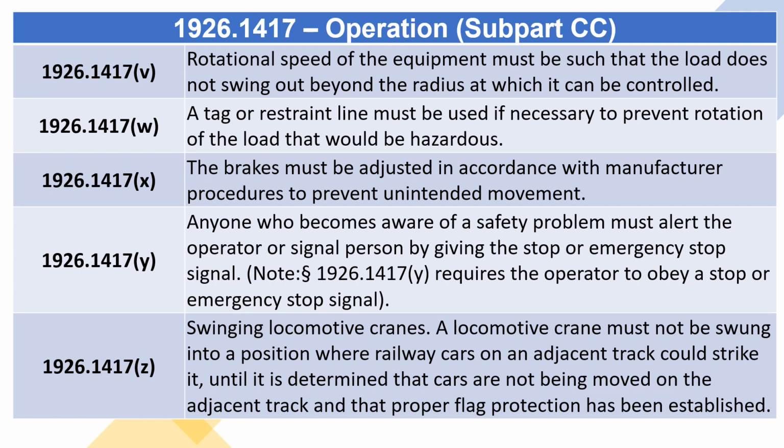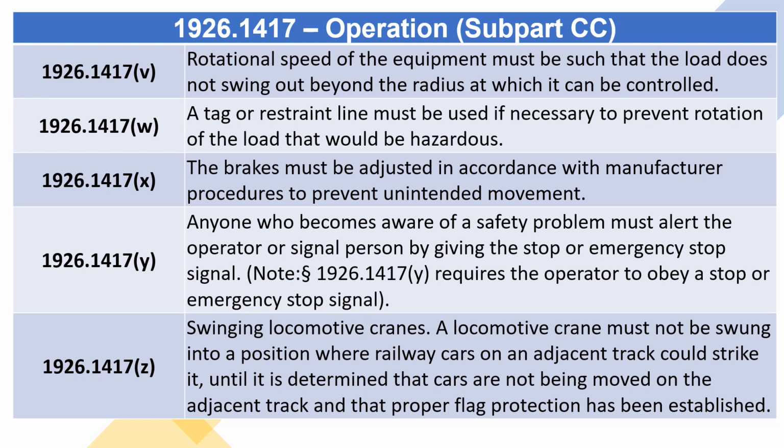1926.1417 V through Z. Rotational speed of the equipment must be such that the load does not swing out beyond the radius at which it can be controlled. A tag or restraint line must be used if necessary to prevent rotation of the load that would be hazardous. The brakes must be adjusted in accordance with manufacturer procedures to prevent unintended movement.